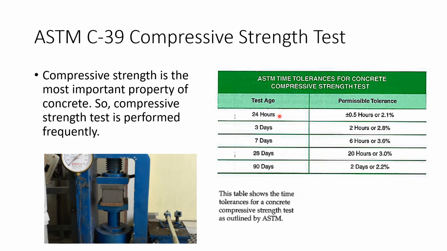So here's a test age: 24 hours, 3, 7, 28, and 90 days. So this table is showing the time tolerance for concrete compressive strength tests, okay, and we're following the ASTM. So here the permissible tolerance is plus or minus 0.5 hours or 2.1%. Yeah, depends on your test age.